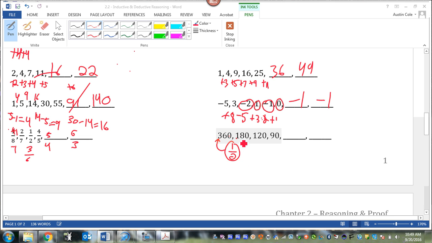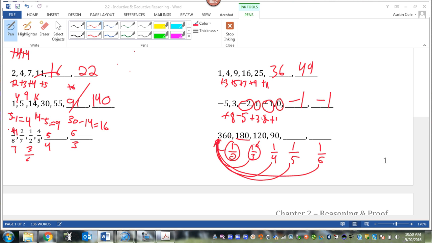So 1/2 of 360 is 180, right? That's what you're saying? Yep. And 1/3 of 360 is 120. 1/4 of 360 is 90. So then you're looking for 1/5 of 360 and 1/6 of 360. So what would your answer be?